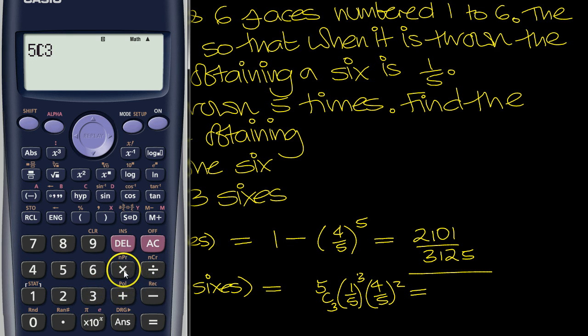5C3 times 0.2, which is 1/5, to the power 3, times 0.8 squared. Oops, let's have a look at that then. Times, oh, I got 2 times there, equals 32 over 625.